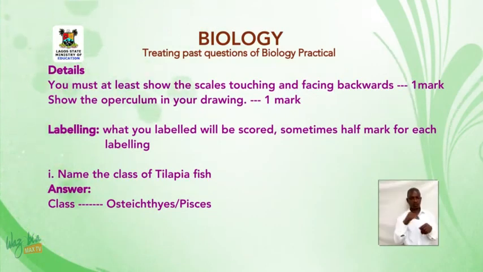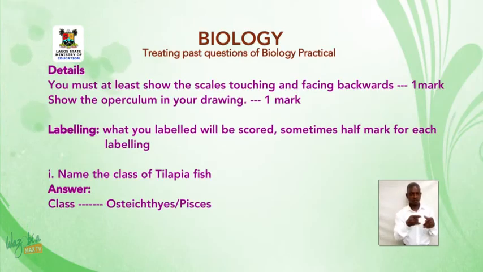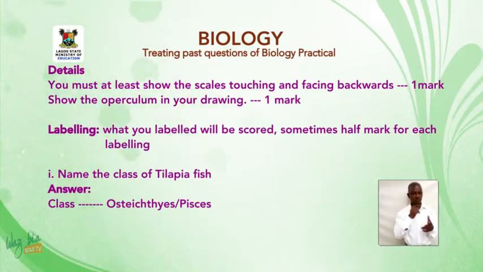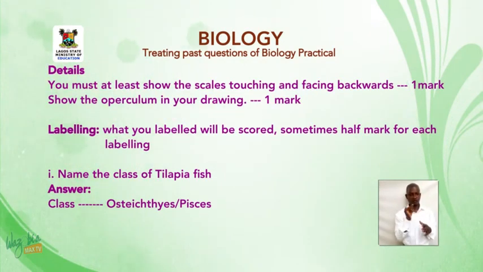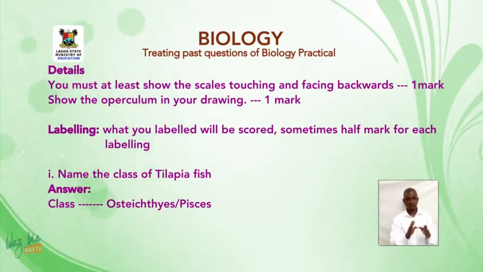Then, show the operculum in your drawing. When you are drawing, you show the operculum of the tilapia fish in your drawing. That one will also give you 1 mark. Then labeling. What you labeled will be scored. That means the features of the drawing that you labeled will also be scored. Sometimes half mark for each labeling. It depends on the examiners.